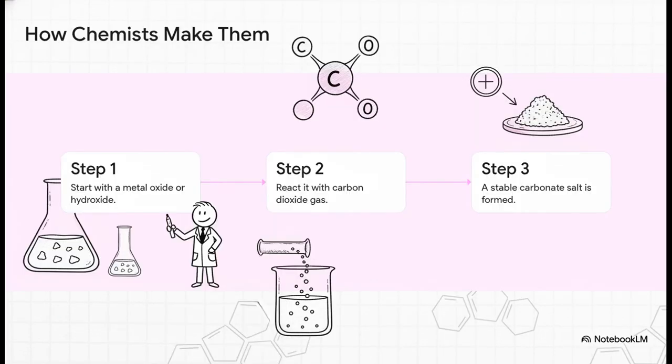Okay, but what if you can't just dig them up? Well, chemists have a pretty clever way to make them. They start with a common metal compound, like an oxide or a hydroxide, and they react it with carbon dioxide gas. The CO2 gets absorbed and poof, a stable carbonate salt is formed. It's a really fundamental reaction that's used to produce carbonates on a massive scale.